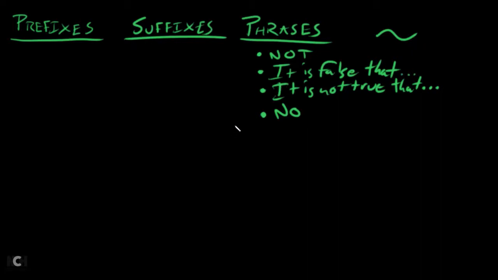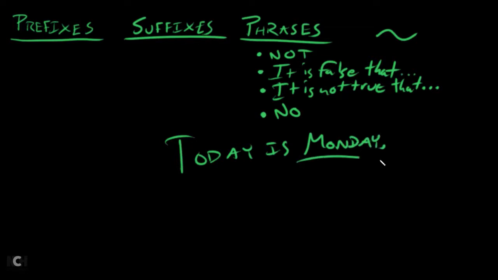So if I said something like, today is Monday. Okay, let's say I had that. Today is Monday. And if I had M with a squiggle in front of it, I could actually read back, oh, today is not Monday. It's false that today is Monday. It's not true that today is Monday. All right, maybe today is no Monday. I could do that as well. So those are a couple of ways that I could indicate a negation by adding some phrases.